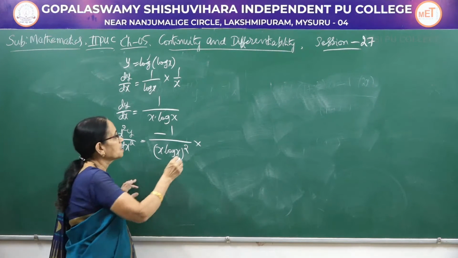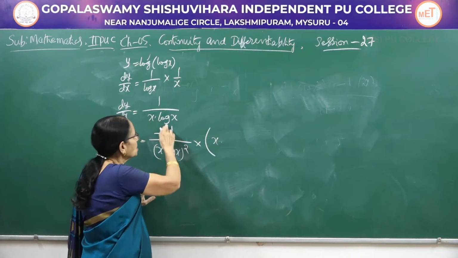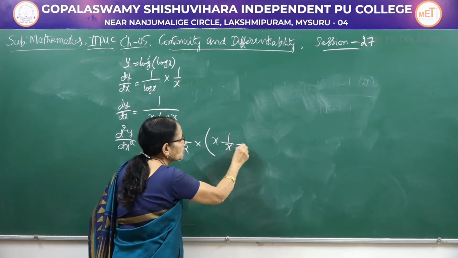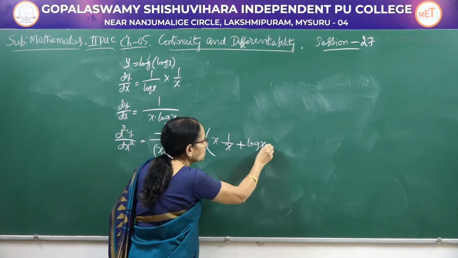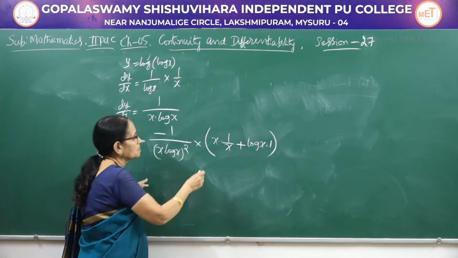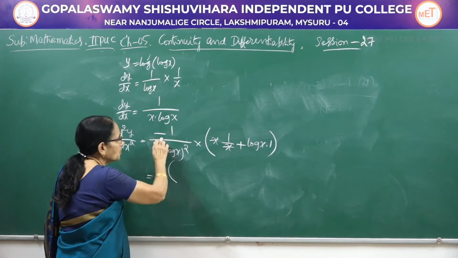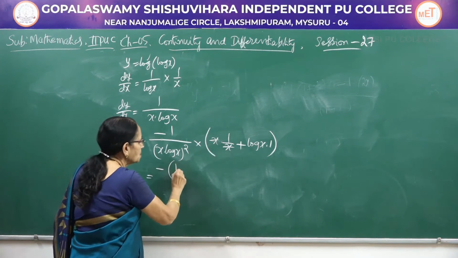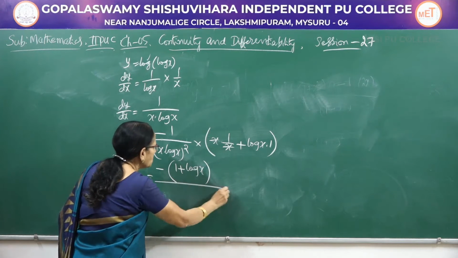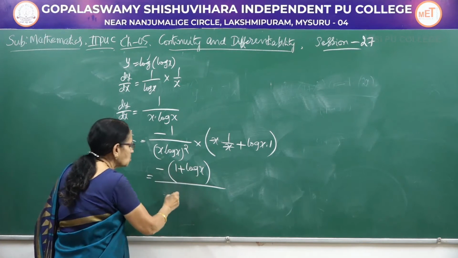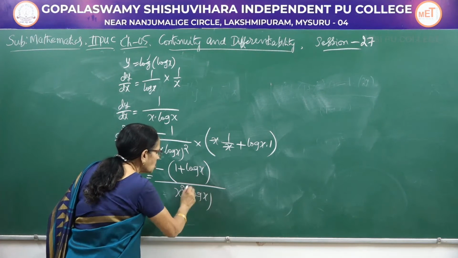So which rule are you applying? You have to apply the product rule. First function x into the derivative of log x, which is 1 by x, plus second function log x into the derivative of x, which is 1. So this x and x get cancelled, minus of, right here, what is remaining? 1 plus log x. The whole thing divided by x log x whole square, or you can write x square into log x the whole square.